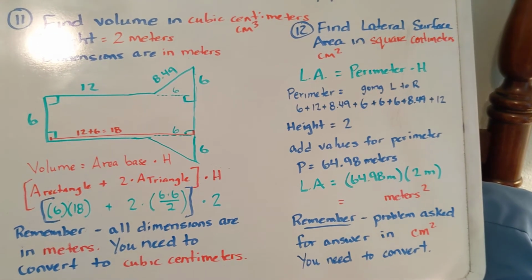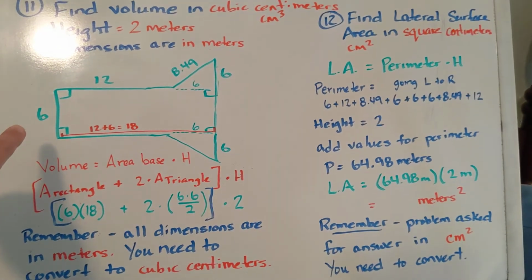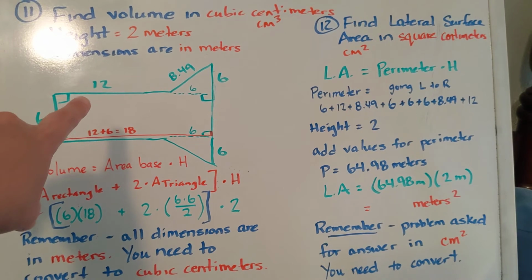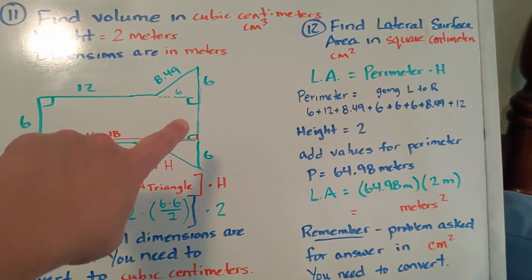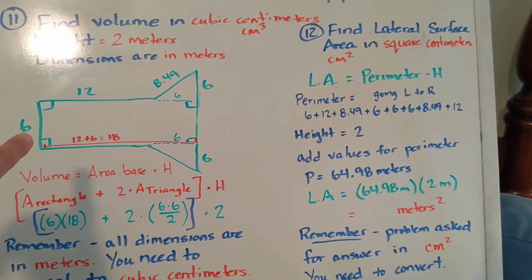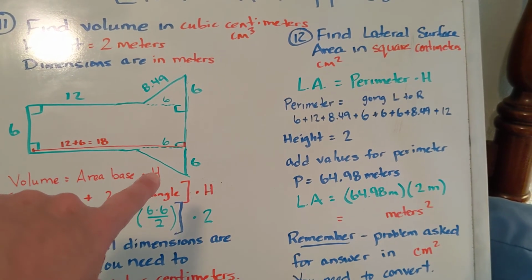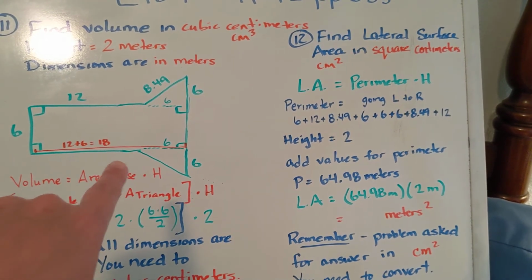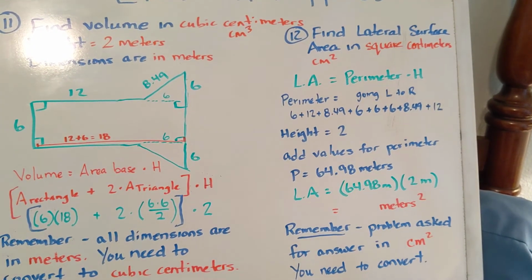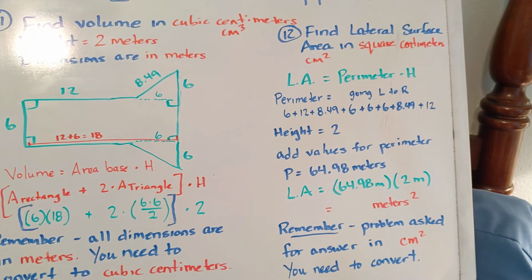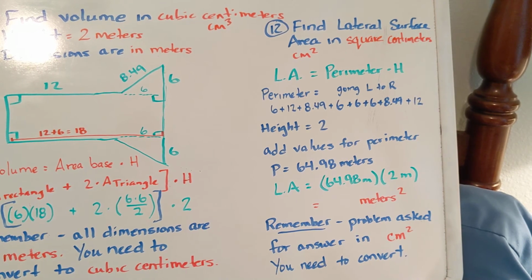For the perimeter, I'm going around my shape from left to right, starting with the 6. So I start with a 6, I add the 12, I add the 8.49, and I add this 6. This space in the middle I know is 6 because it's the opposite side of the rectangle here. Then I add this 6. This piece right here is 8.49 as well, and then I add a 12 here. This gives me the perimeter of our shape, and we know that the height is 2 meters. So once you add the values, the perimeter should be 64.98 meters.